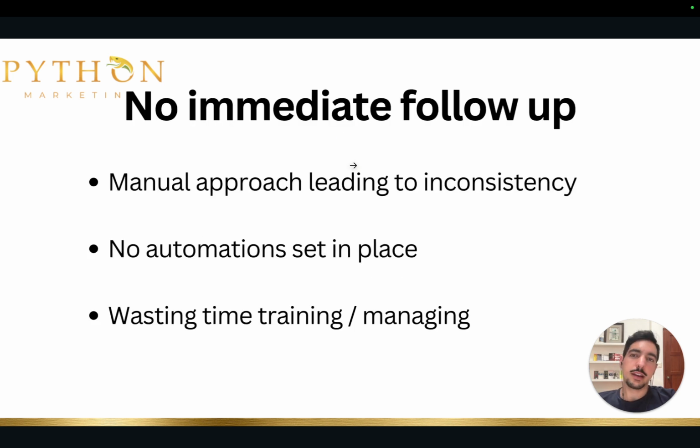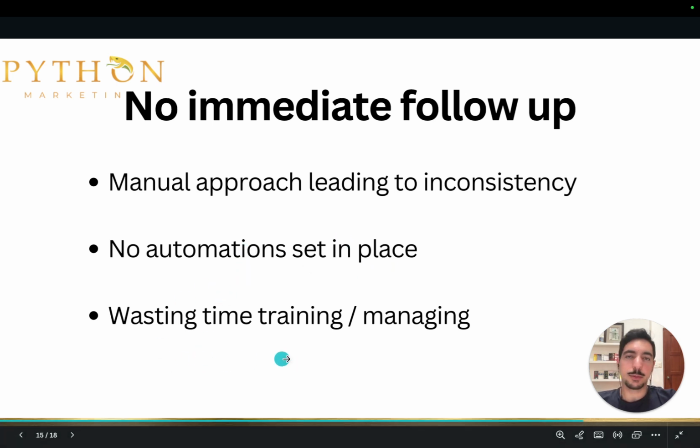And finally, if you don't have immediate follow-up, because most people have a manual approach of just calling whenever they're available, which leads to inconsistency and overall a lot of lost opportunities, it's much better to set up AI assistants, which will be there 24/7. Solar pros don't have any automations, so a prospect opts in, but they don't receive any information and they don't really know what's the next step or if it's even worth their time.